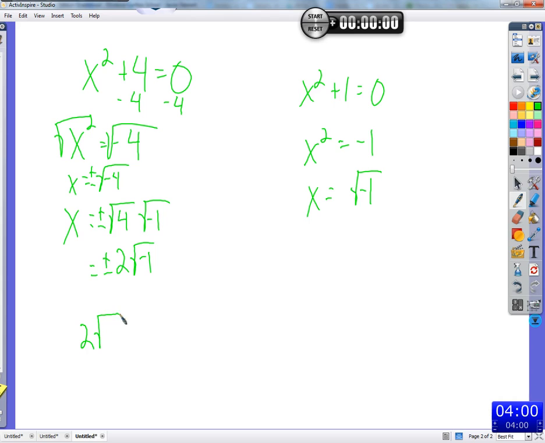2 times the square root of negative 1 times 2 times the square root of negative 1. Okay. Well, this is just all multiplied together. We could just do 2 times 2. 2 times 2 is 4. Then we have the square root of negative 1 times the square root of negative 1, which is negative 1, equals negative 4.